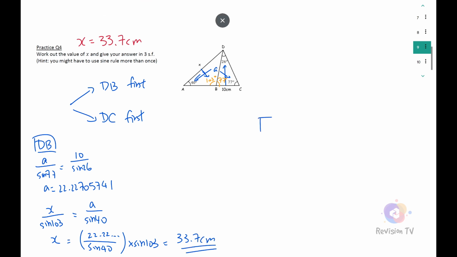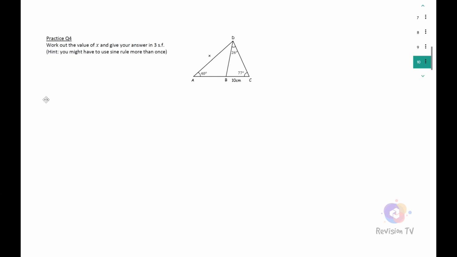Now, what's the other method if you want to find DC? Why would you find DC, you'd be thinking? The reason we want to find DC is because then we can use the sine rule for the whole triangle. Anyway, to find DC, let me open a different page. Let's say we find DC.